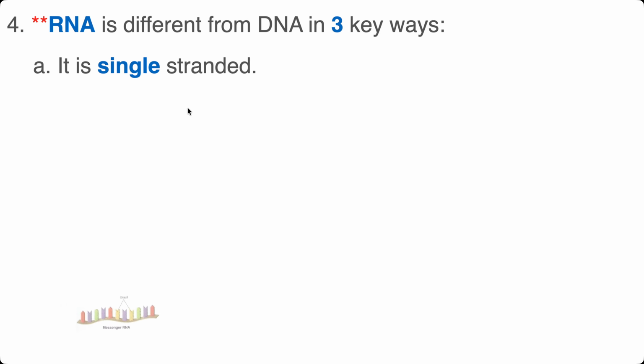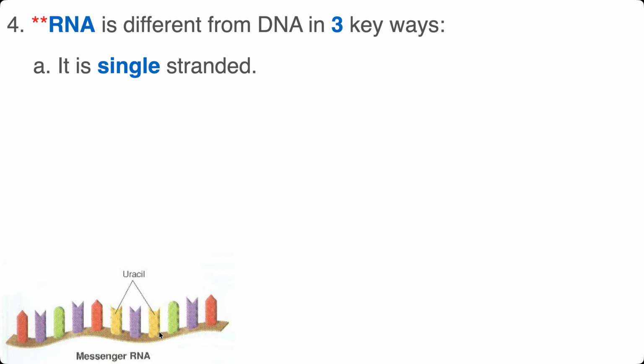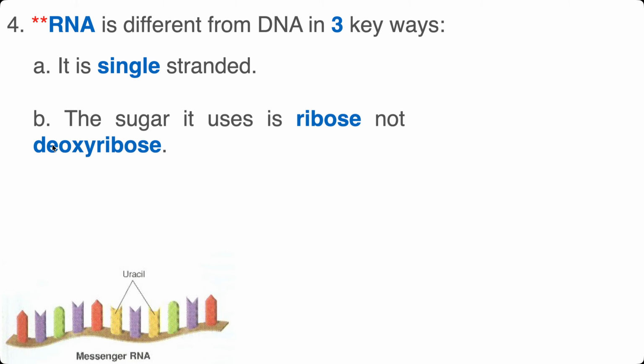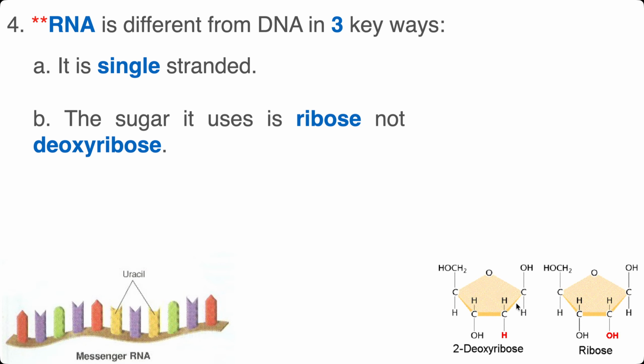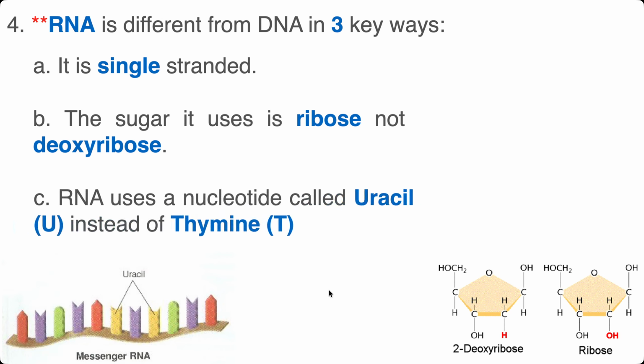It's like a broken fence. Number 2, it's ribose. It's ribonucleic acid, not deoxyribonucleic acid. Look at the difference between deoxyribose and ribose. Very, very similar. Here we have a hydrogen. Here we have an OH. So not very different, but still a difference.